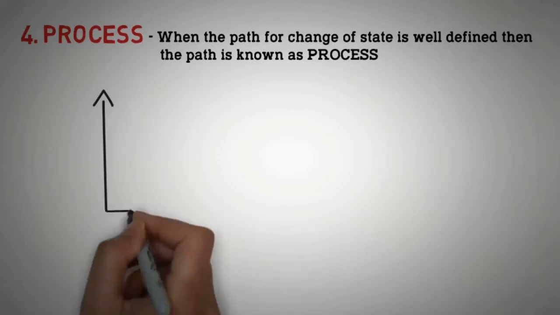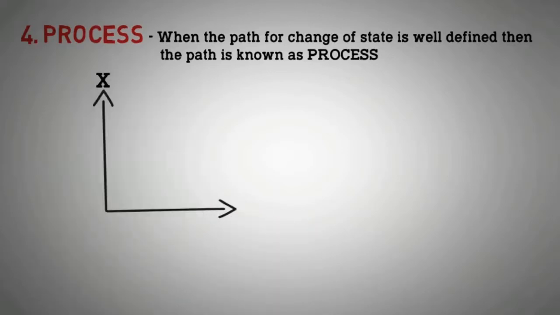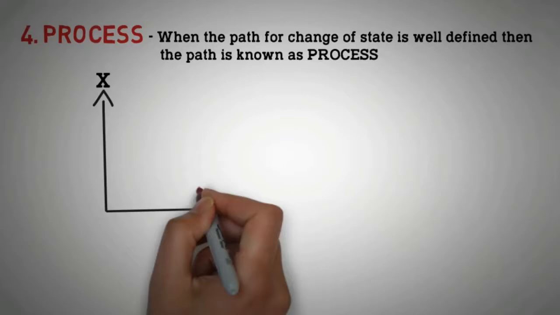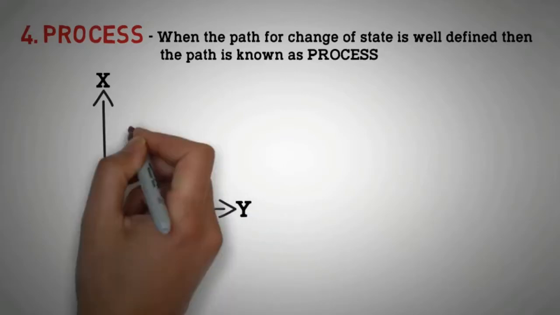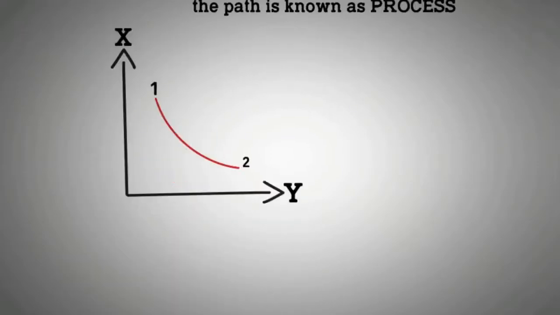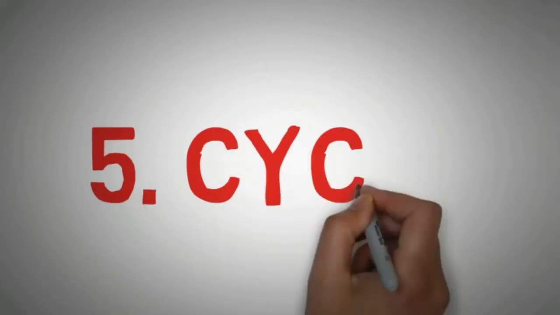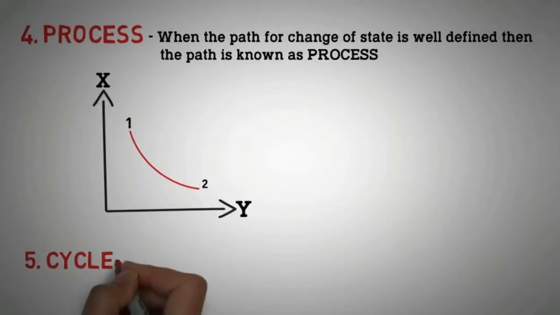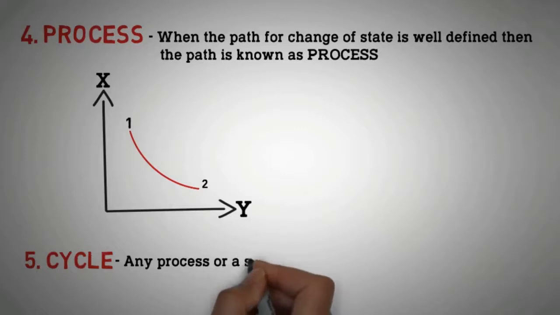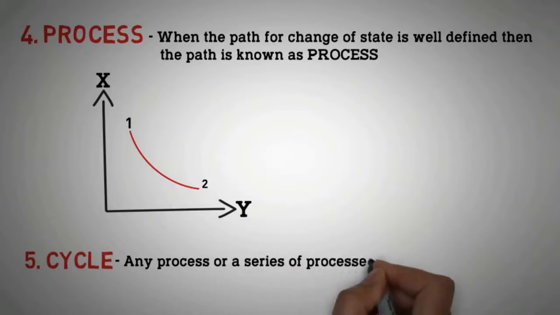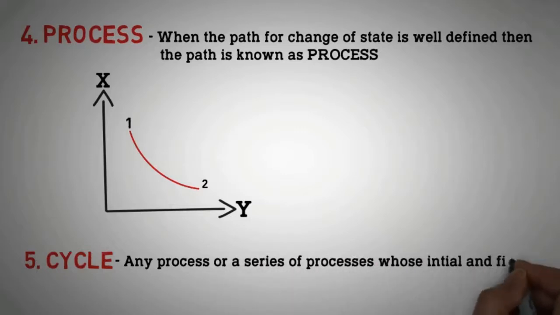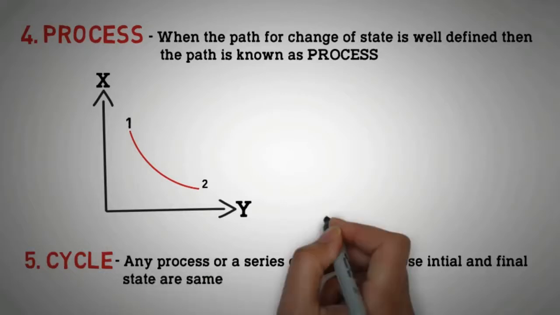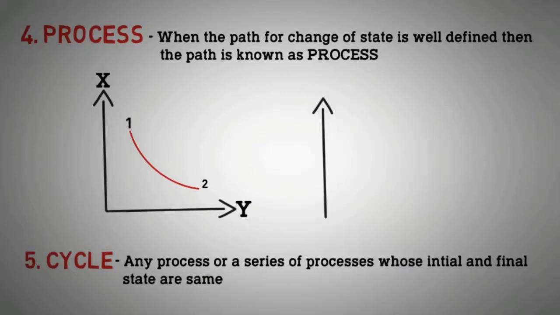If we draw a graph between two properties x and y, then any curve will show the process from state 1 to 2. Cycle. Any process or a series of processes whose initial and final state are same is known as cycle. On the graph of properties x and y, any arbitrary loop will show the thermodynamic cycle.